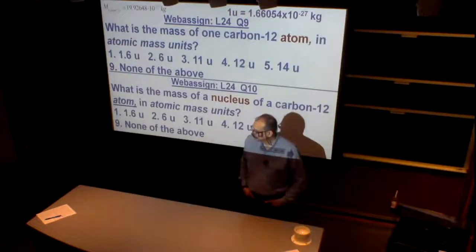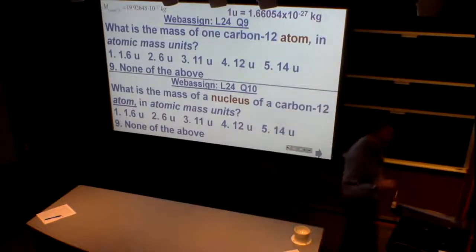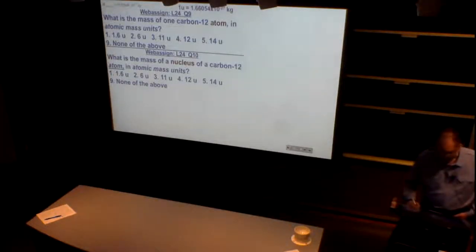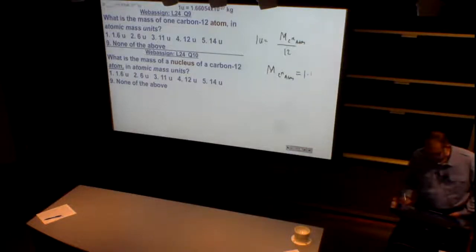How do you know? You know the multiplication table, 1 times 12 is 12. So this is just the definition of atomic mass unit used backwards. One atomic mass unit is equal to the mass of a carbon 12 atom divided by 12. So the mass of a carbon 12 atom in atomic mass units will be equal to 1 times 12, 12. Nothing special.